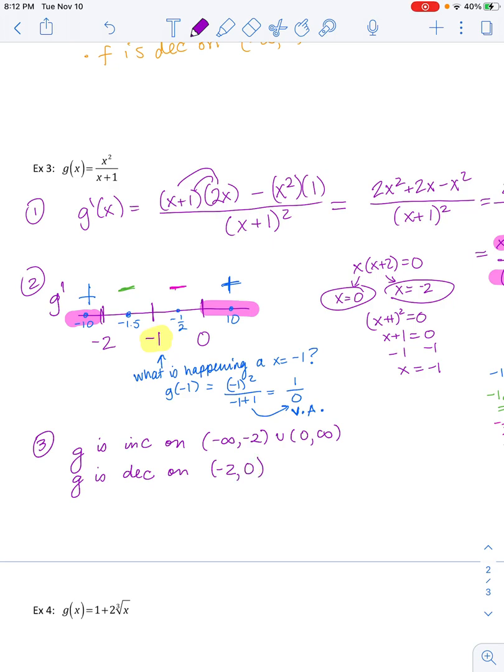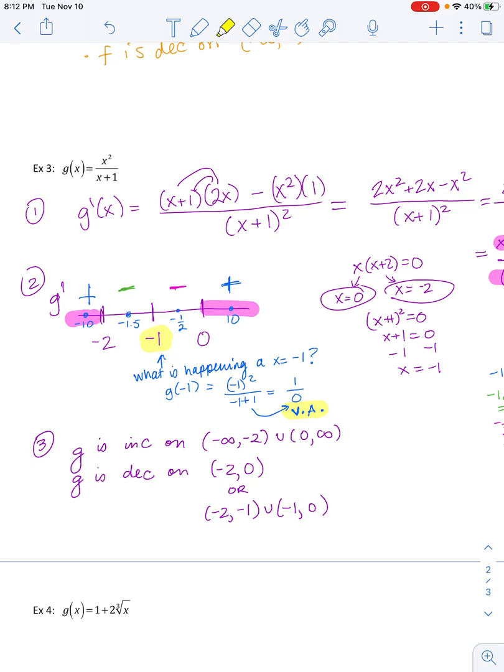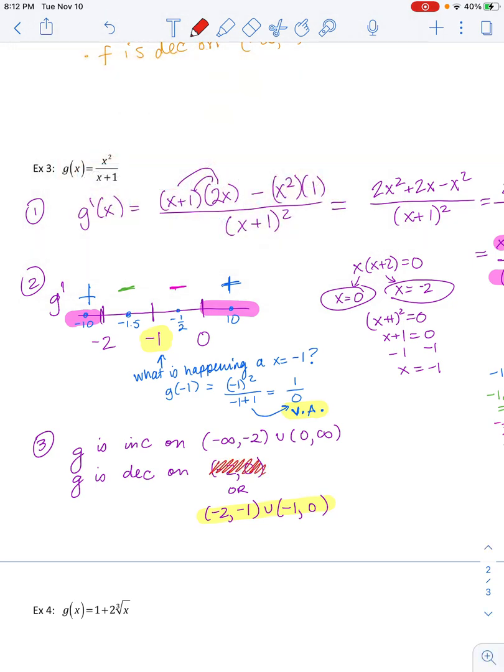We can either say -2 to 0, right? Or we would say -2 to -1 and then -1 to 0. That's what this analysis right here forced us to consider. So since there's an asymptote there, we're going to split this interval up, because it doesn't decrease through -1 because it doesn't exist at -1. So we're just going to say g is decreasing on -2 to -1 and -1 to 0.